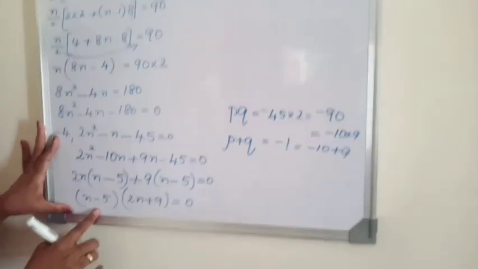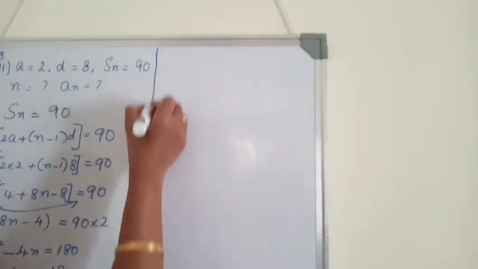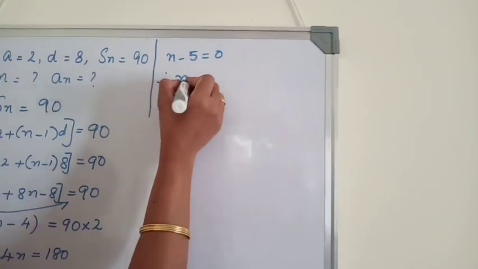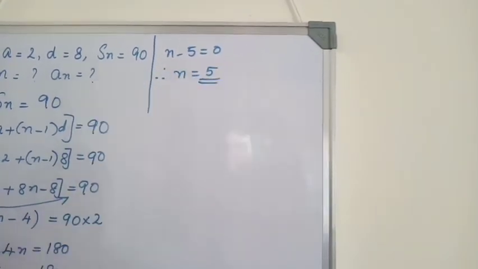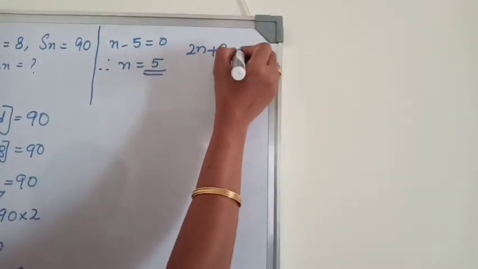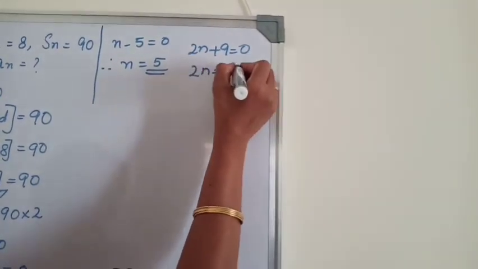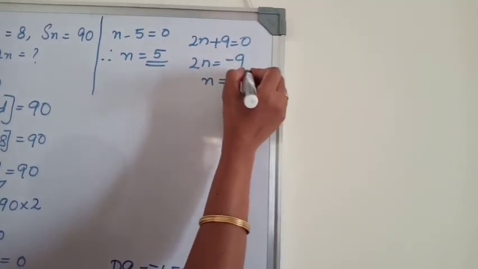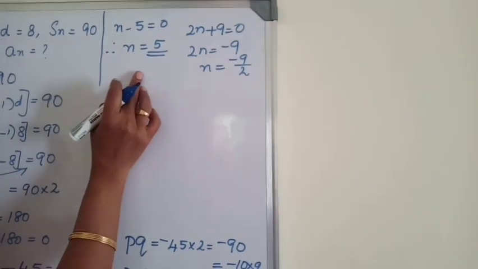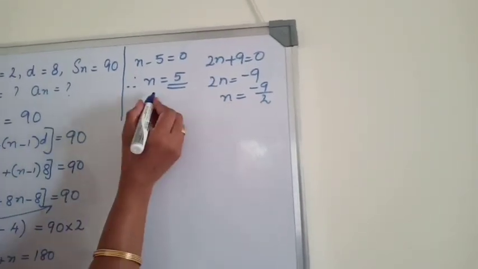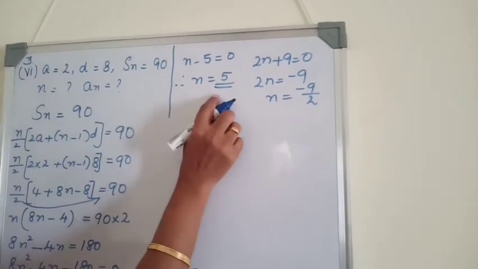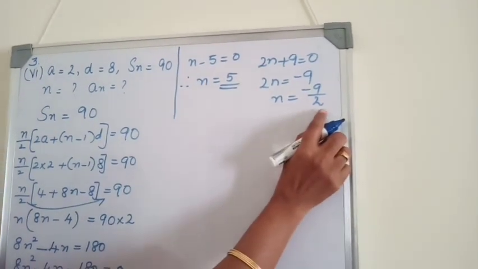The first factor is n minus 5, so n minus 5 is equal to 0. Therefore, n is equal to 5. The next factor is 2n plus 9 equals 0, so 2n equals minus 9 and n equals minus 9 by 2. As we all know, n should be a whole number, it should not be a fraction or a negative number. So n is equal to 5. So we got the value of n. N is 5. Don't consider the negative number or fraction.